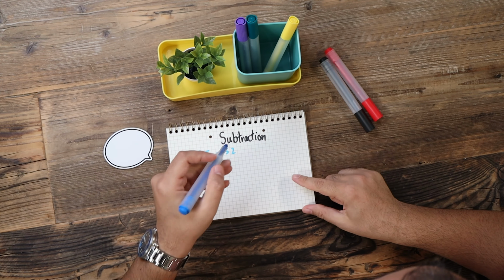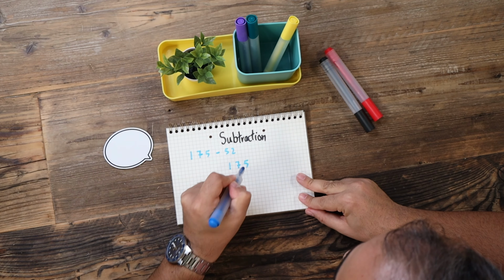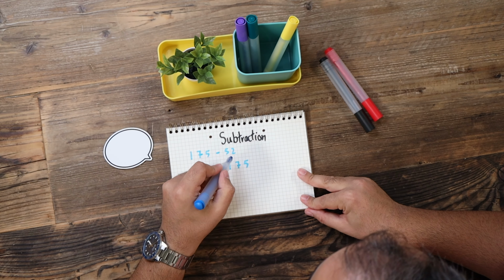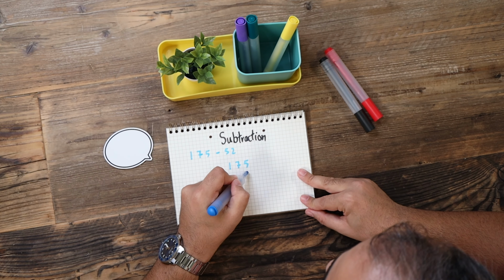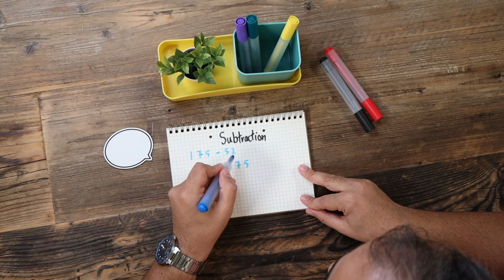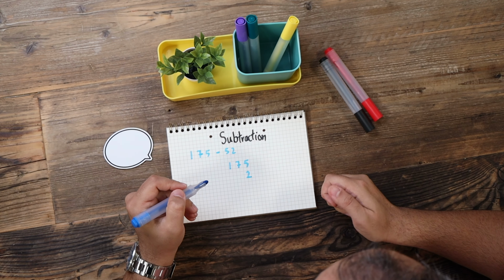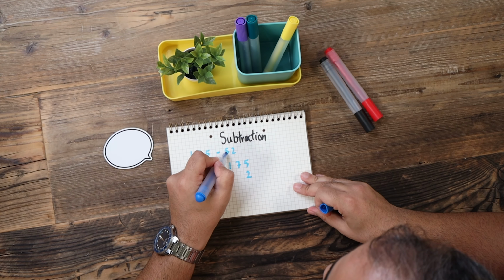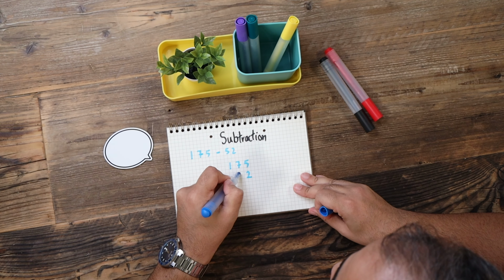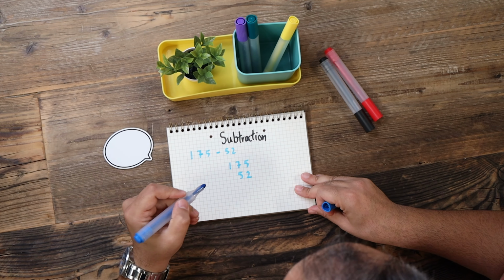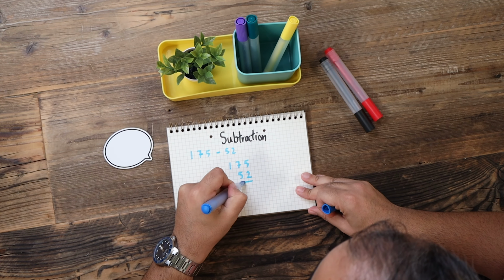So if we start with the 175, so the hundreds column, then the tens, and then the units. Now here, I'm going to make sure I start with the units to ensure that the correct columns are lined up. So with 52, I'm going to put the 2 under the 5, which was a unit, and the 50 here, which is the actual value of that 5, the 50 under the 70. So now we can begin subtraction.